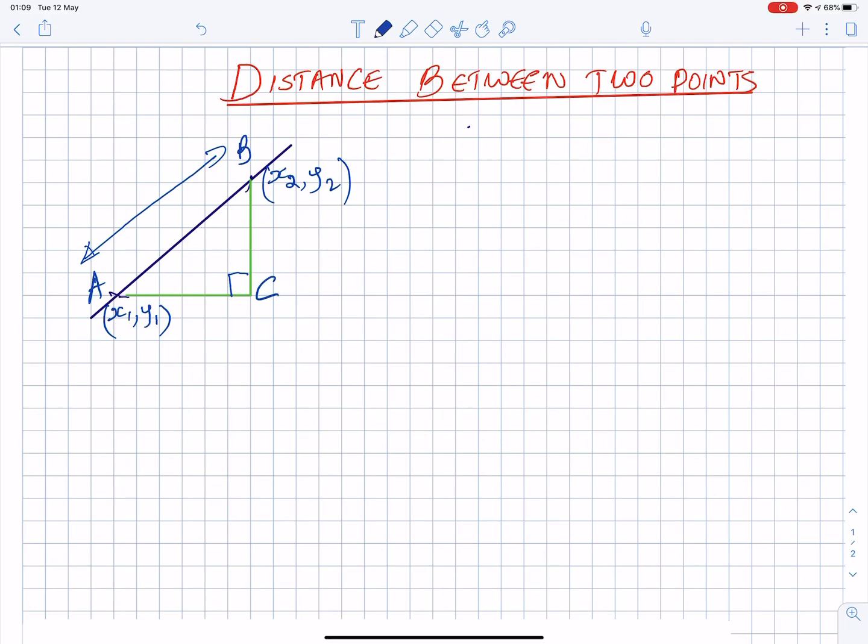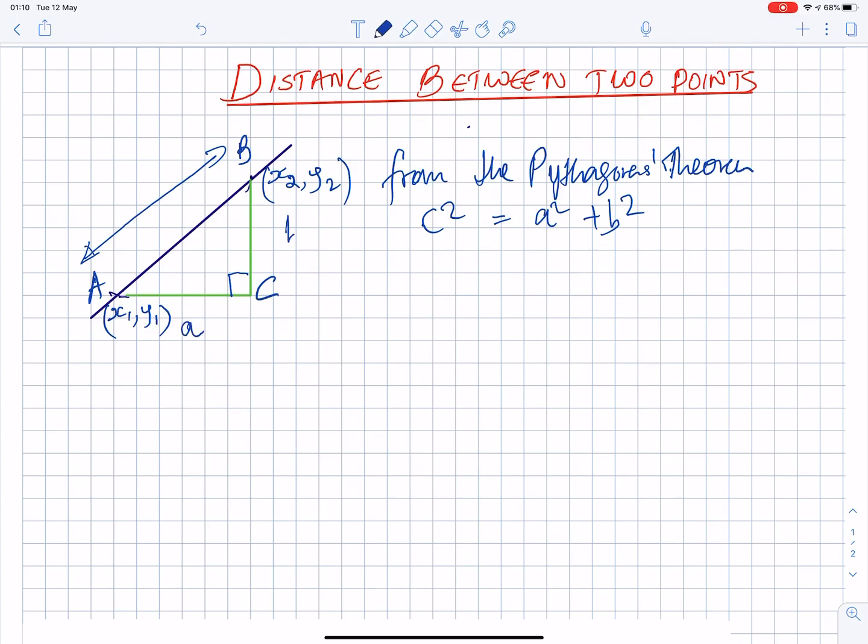Now try to remember, if you have a right angle triangle, what can you use to find length? Well, we've got the Pythagoras theorem. From the Pythagoras theorem, we know that c squared is equal to a squared plus b squared, where a and b are your shorter sides, so you can call that one a, this is b, and c is your hypotenuse, which is the longer side. Okay, so let me just write that down.